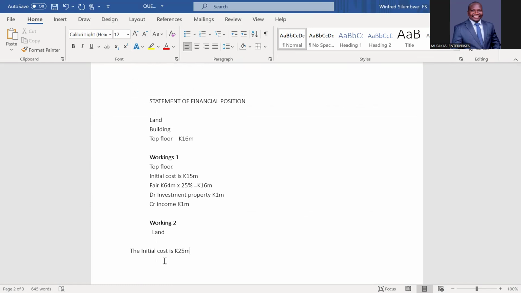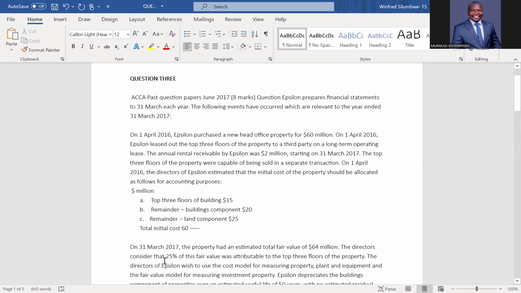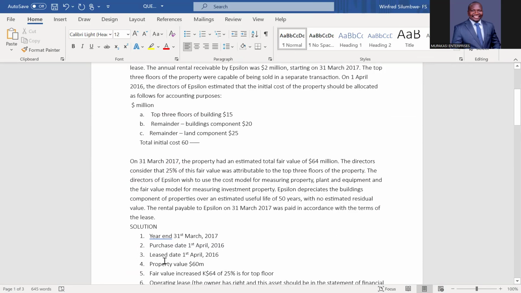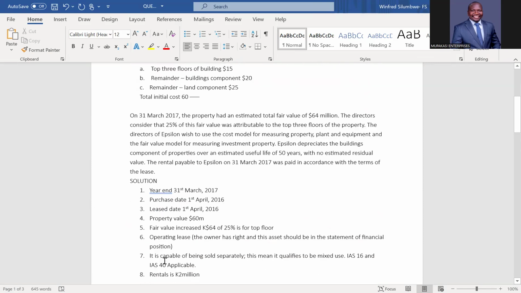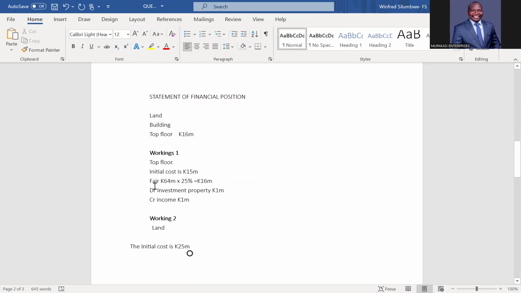Now, land is never depreciated. And in the question here, they are saying the directors are using what to measure? The directors also wish to use the cost model for measuring property, plant, and equipment, and the fair value model for measuring investment property. Meaning, land is being measured under property, plant, and equipment under the cost model. So land is never depreciated. Now, land in this case is not qualifying to be investment property, of which you can say it is measured at fair value. No, so land is 25 million. It will still be carried at 25 million.